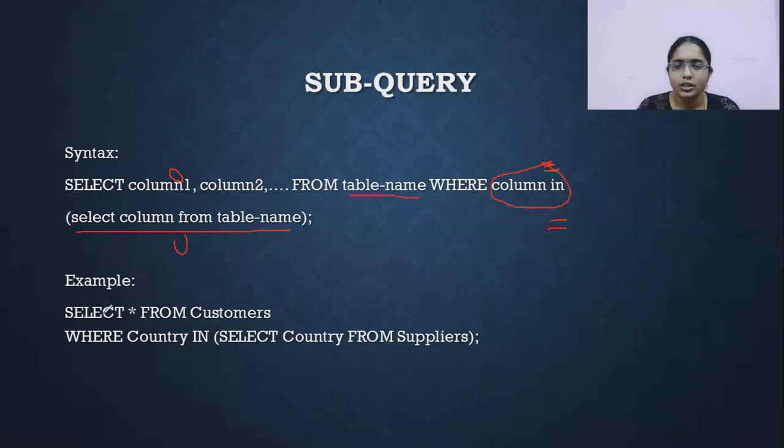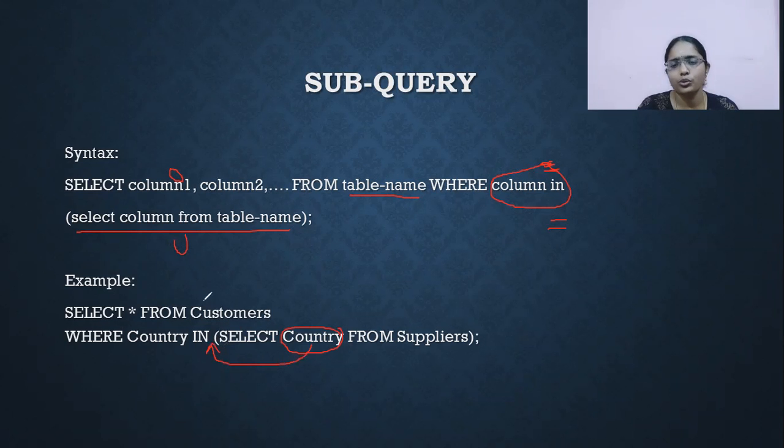You can notice that this particular example is: select star from customer where country in (select country from supplier). As I told you, when your syntax changes, it doesn't mean the rule changes. Your rule is the same. First, the inner query is going to be executed. Once you execute the inner query, what will be fetched? Select country from supplier. So the country of the supplier will be fetched as a result of this query.